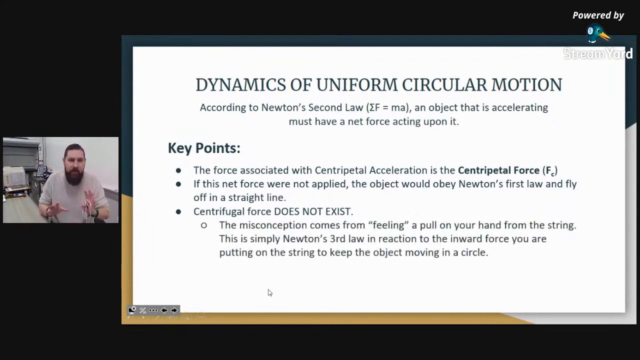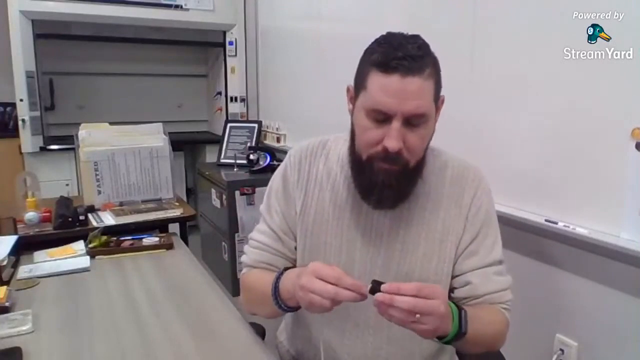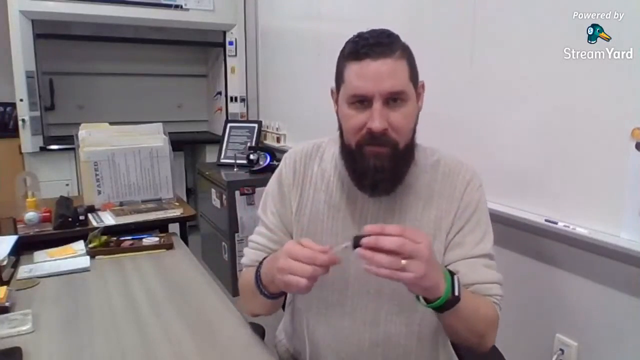But here's where the misconception comes in. It comes in because, indeed, you do feel a pull on your hand from the string. But that's just Newton's third law of action-reaction, where you feel a force outwards due to an inward force that you are applying to that string to keep the object in that circular motion. So let's zoom in on this and show how this is actually working.